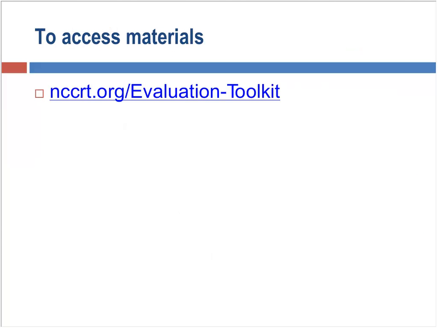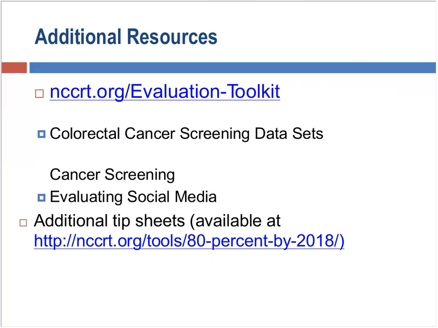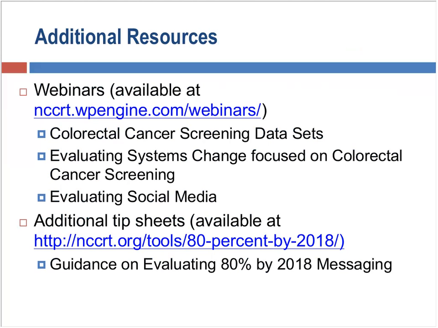So that is a brief summary of everything that's included in the toolkit, or a lot of the resources that are included in the toolkit. The full toolkit is available here at this link. And then I just want to also highlight a few additional resources that are available on the NCCRT website, including several other webinars related to evaluation and a tip sheet that we worked on with NCCRT this year about evaluating communications campaigns as part of your 80% by 2018 efforts.